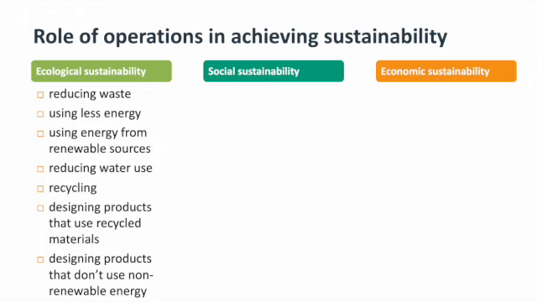To achieve ecological sustainability, we would be doing anything from the following list. We would try to reduce waste, use less energy, use energy from renewable sources. We would try to reduce water use. We would recycle, or we would design products that use recycled materials. We would also be designing products that don't use non-renewable energy.